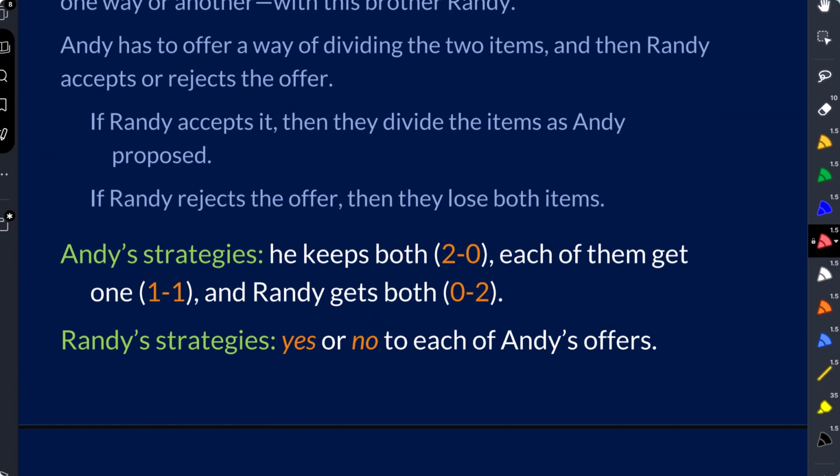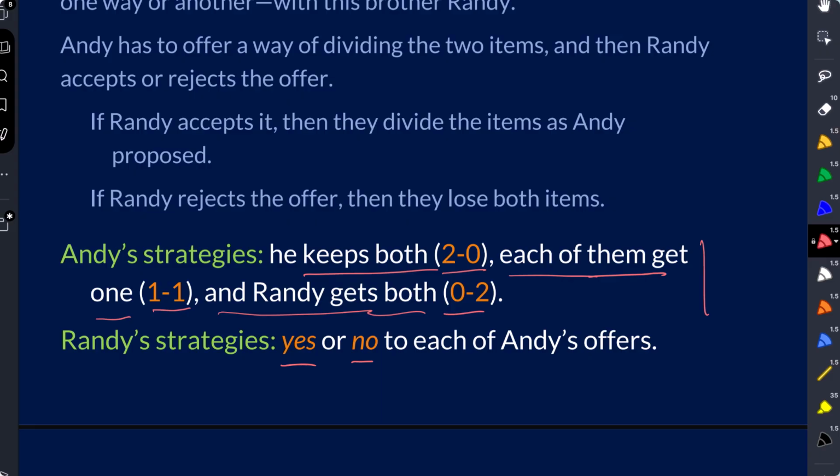Okay, so Andy's strategies are, he proposes that he keeps both, so the split is 2-0. That's one strategy. Second, each of them gets one, so that's an even split, 1-1. Or Randy gets both, so the split is 0-2. And to each of these proposals that Andy makes, Randy can say yes or no.